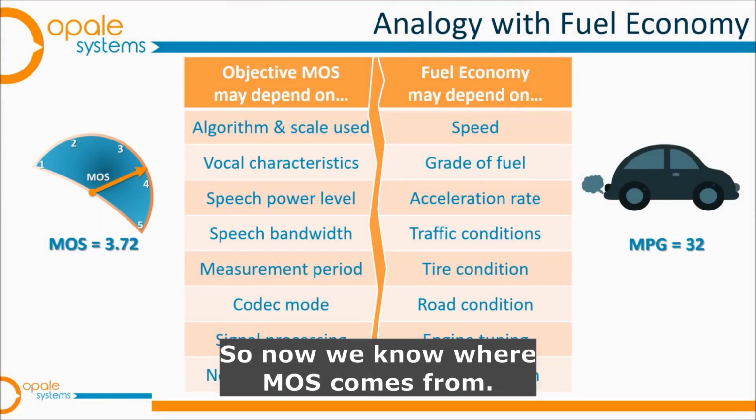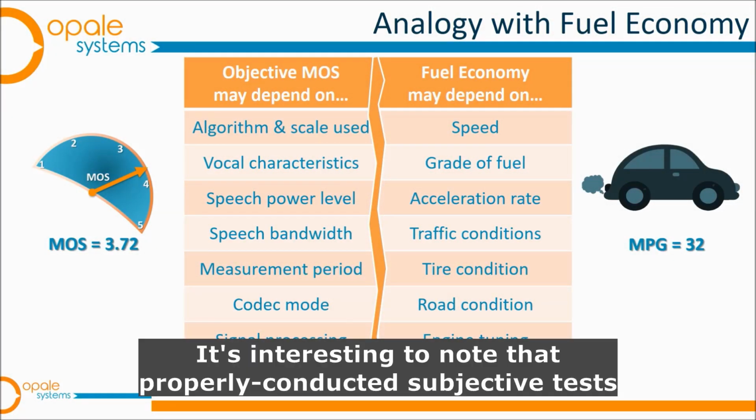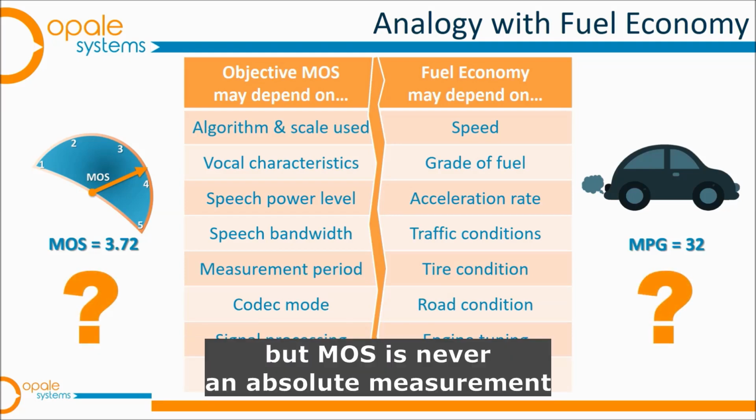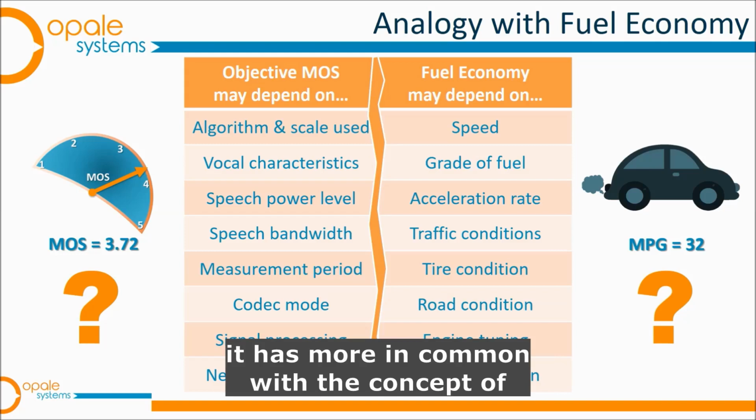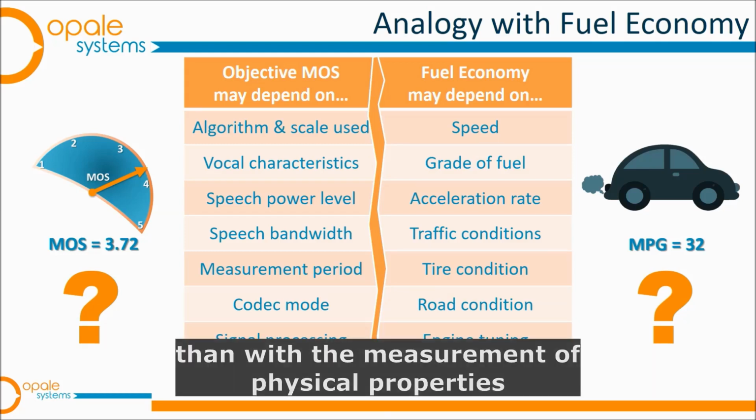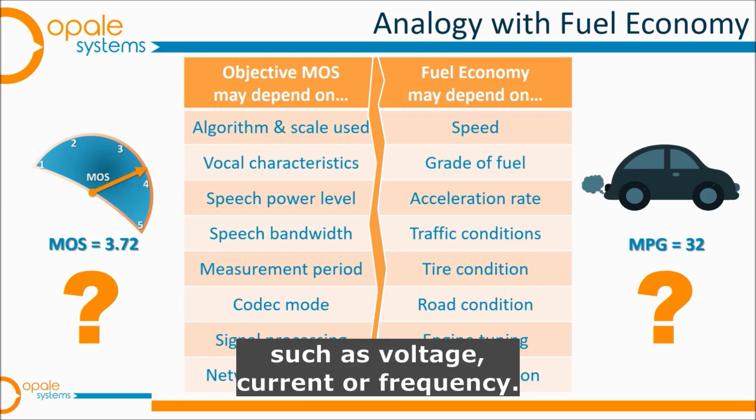So now we know where MOS comes from. It's interesting to note that properly conducted subjective tests give quite repeatable scores, but MOS is never an absolute measurement. It has more in common with the concept of automobile fuel economy than with the measurement of physical properties such as voltage, current, or frequency.